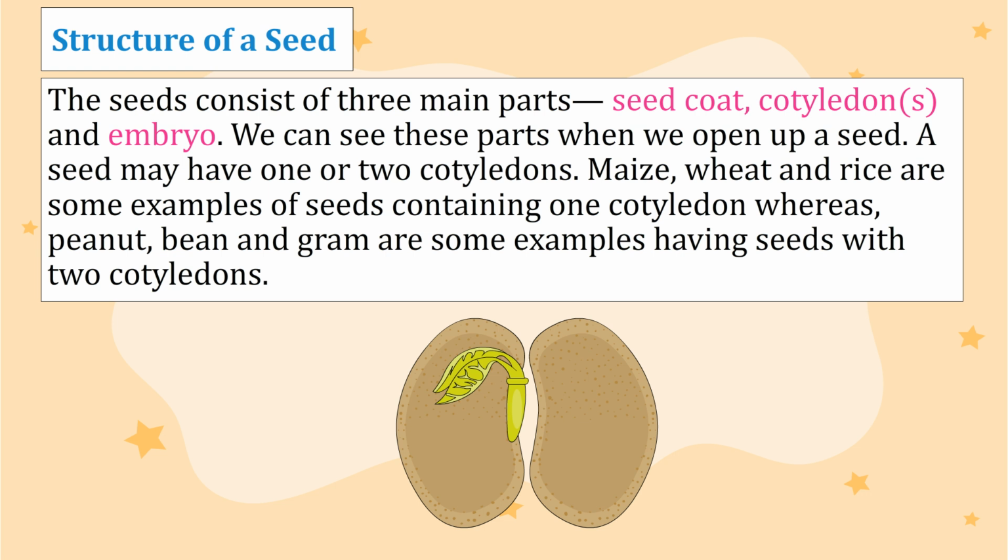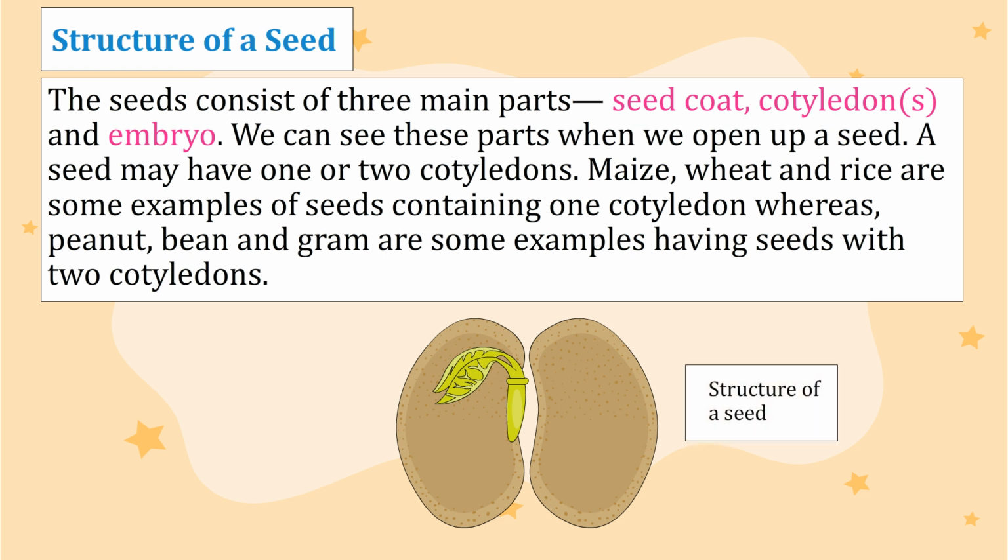Structure of a seed. The seeds consist of three main parts: seed coat, cotyledons, and embryo. We can see these parts when we open up a seed. A seed may have one or two cotyledons. Maize, wheat and rice are some examples of seeds containing one cotyledon, whereas peanut, bean and gram are some examples having seeds with two cotyledons.